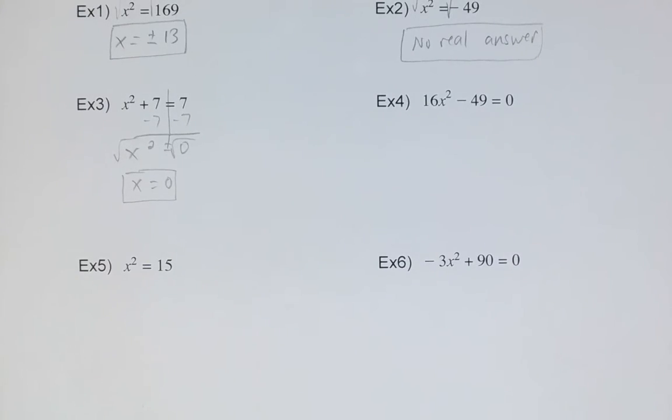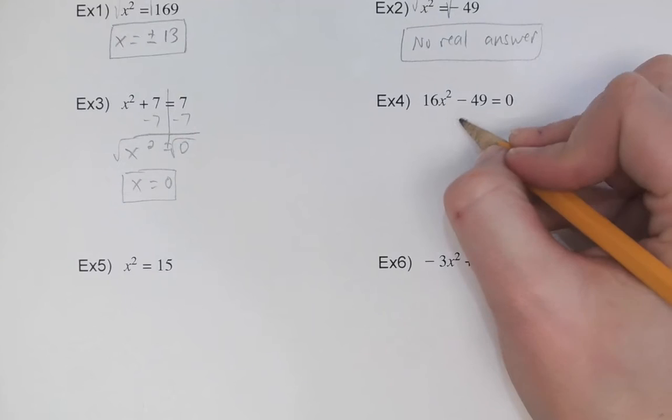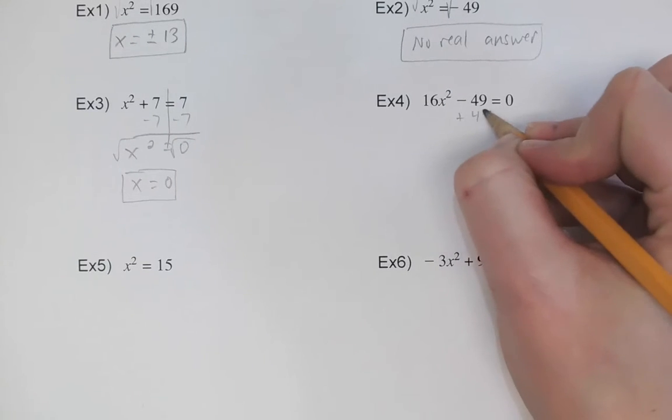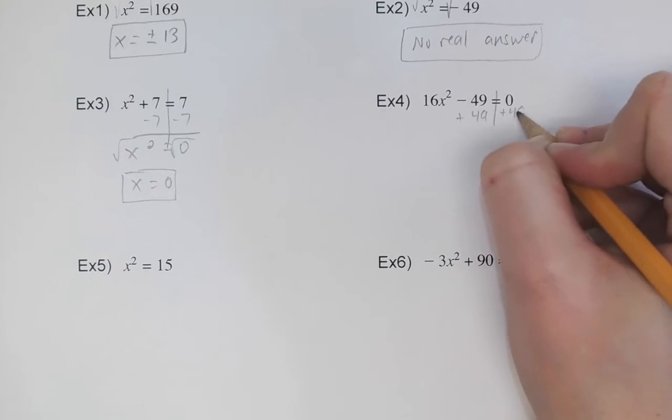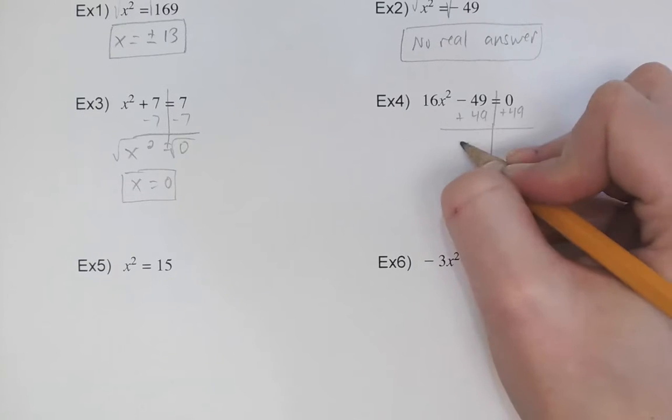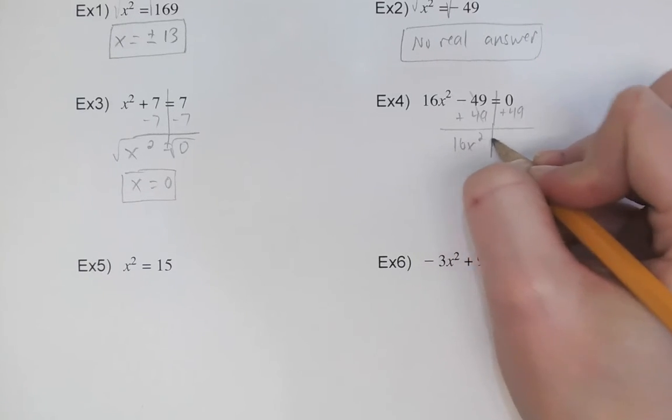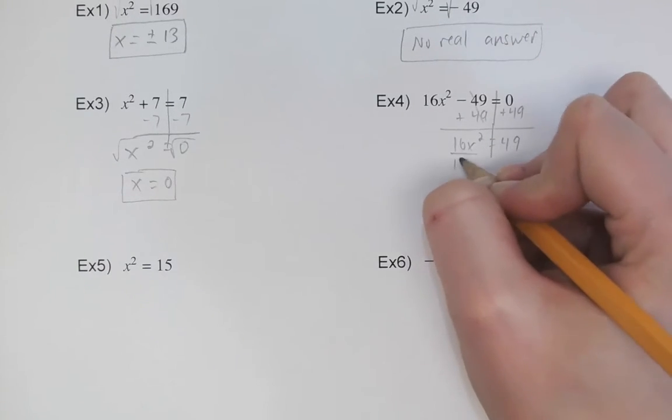Okay. On example 4, we need to first add 49 to both sides. Now we're going to have 16x squared equals 49. Divide by 16.